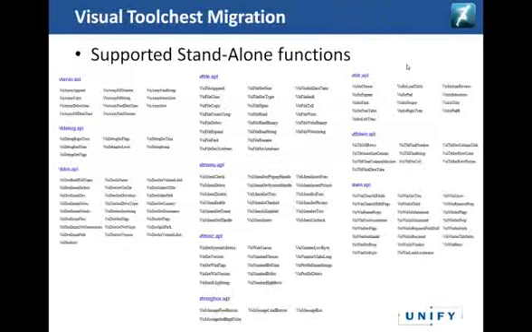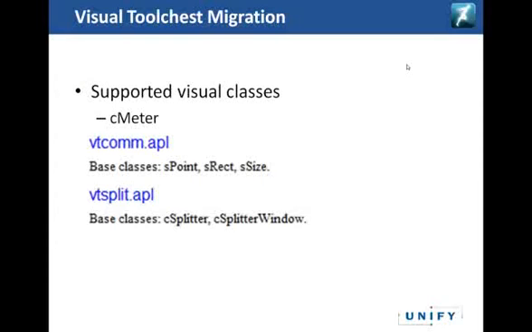Visual Toolchest migration. A large number of Visual Toolchest methods and functions are supported on .NET. And by the way, all the supported and not supported functions and features are listed in the documentation for TD 6.0. So that's the place where you want to look that up. Other Visual Toolchest things, supported visual classes are the CMeter, the vtcom.apl, and vtsplitter.apl for splitter windows. That's not table windows, that's just splitters for windows. For the CMeter, I will actually show you a nice demo later in conjunction with WPF and XAML.